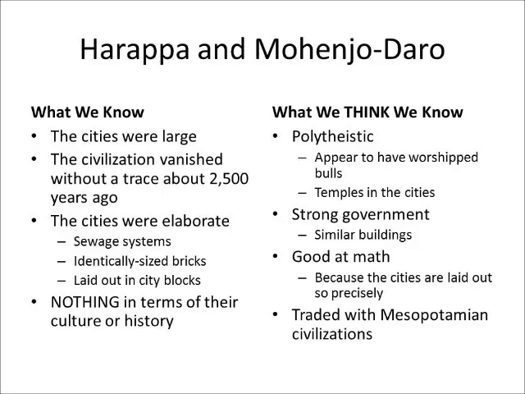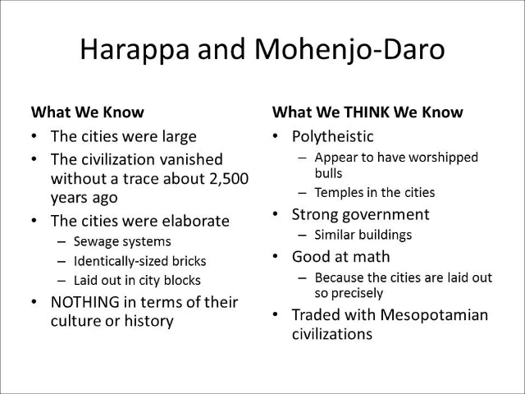They were polytheistic. They believed in multiple gods. Based on artifacts found, they appear to have worshipped bulls, and that makes a little bit of sense because today in India, if you know anything about Indian culture, they do consider cows sacred in religion there. The cities did have temples sort of at the top of the hill, which shows us that they had a religion and considered religion very important.